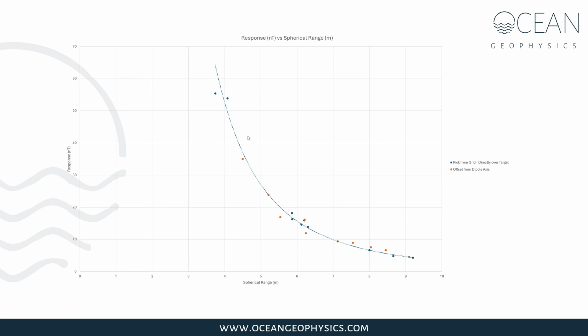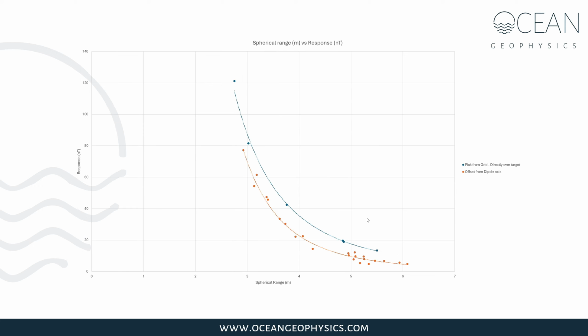However, that is not what we found. We took one SIT trial, we calculated all of our offset lines and took the responses from those, and we found that these responses actually plotted lower than our response curve produced from the SIT trial itself. These were all picked from grid, directly over the target. These are all offset lines accounted for then with 3D distance calculated.